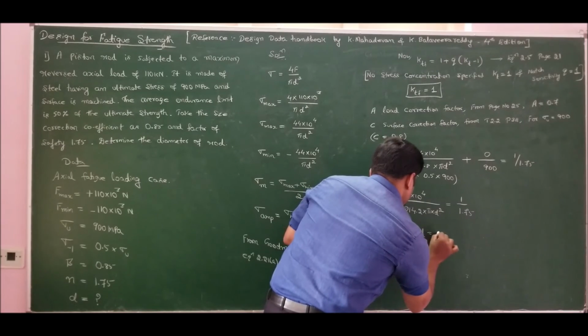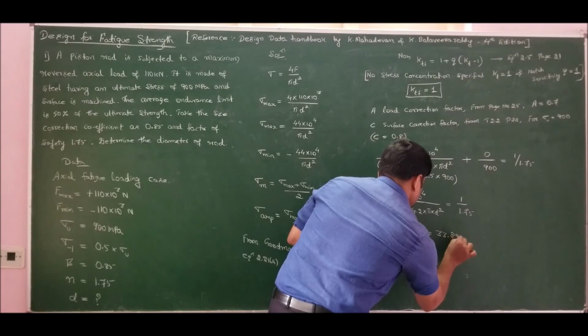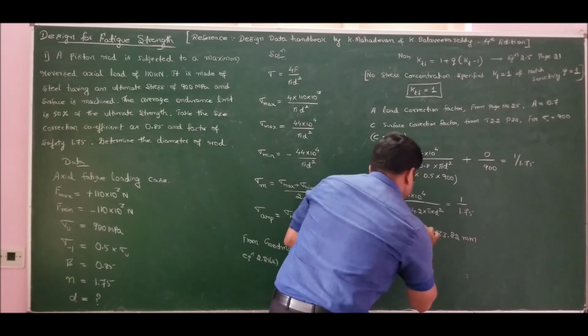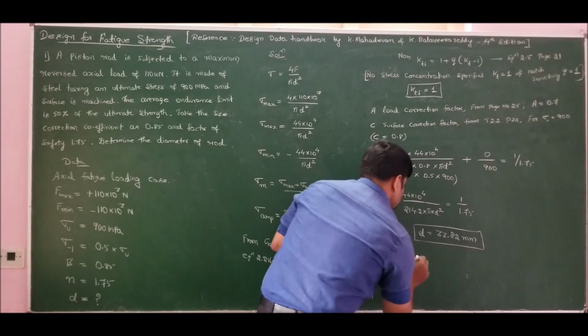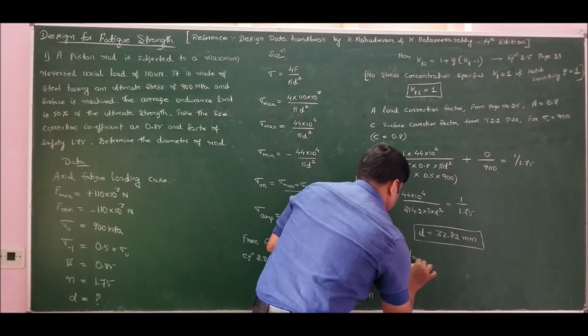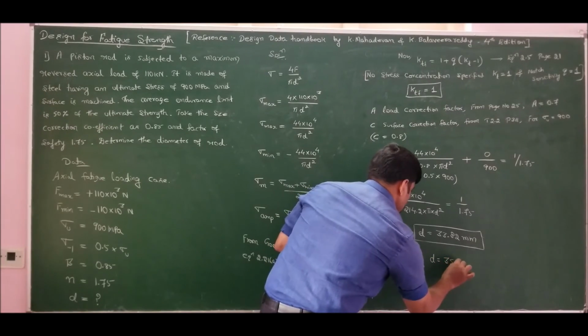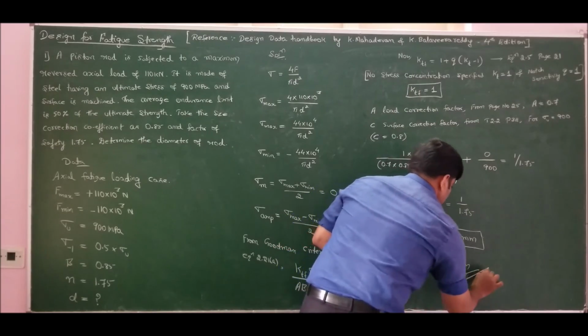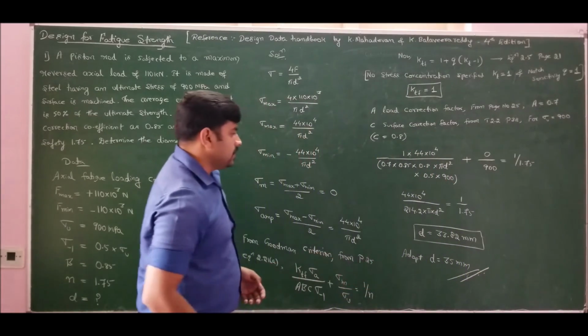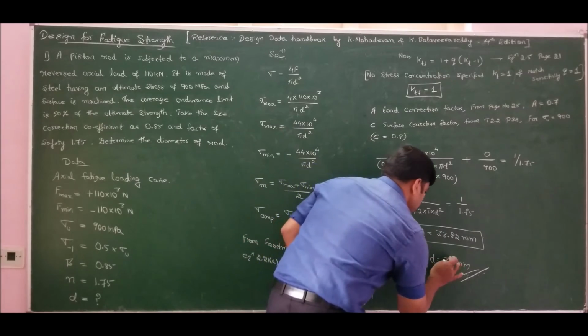So d is equal to 33.82 millimeters. So round up to 35. So the answer for the problem is: diameter is 35 millimeters.